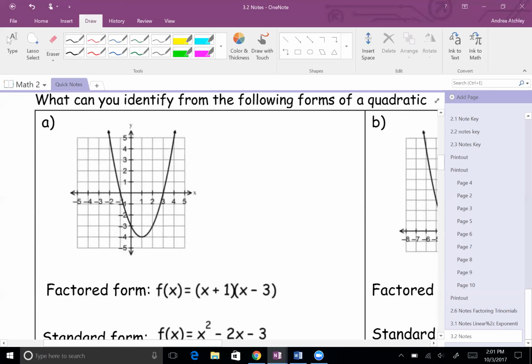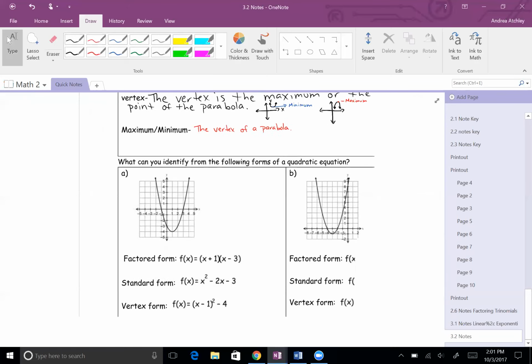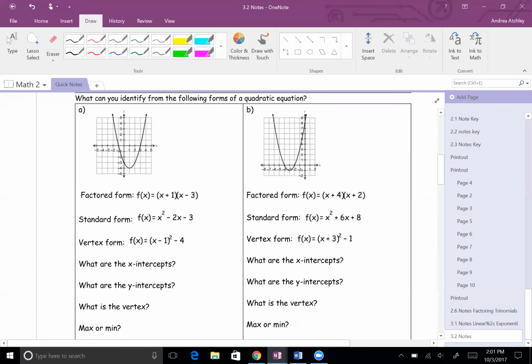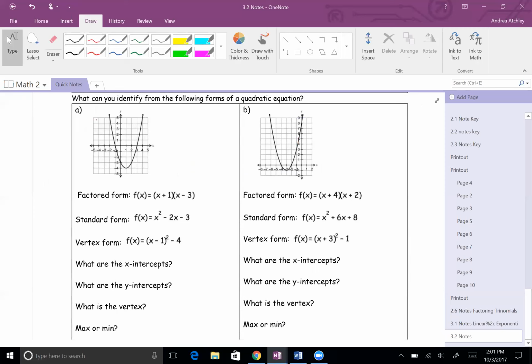Okay, so now I've given you the graph of the function here, the factored form of that same function, the standard form of that same function, and the vertex form of the same function. We want to identify from the following forms of the quadratic equation what we can identify. The goal here is to figure out what I can see using these different forms of the quadratic function. To do that, we want to look at the key features of my graph.